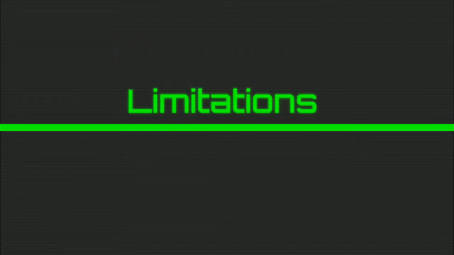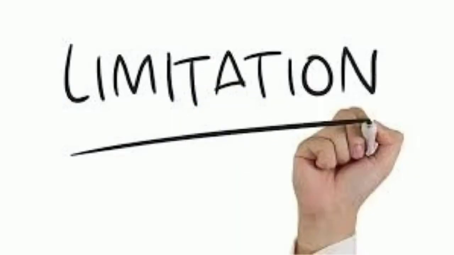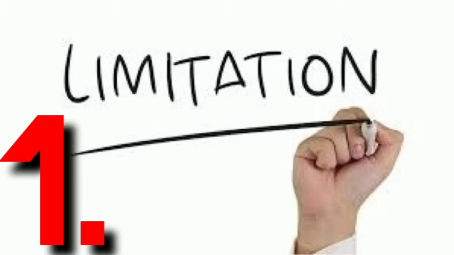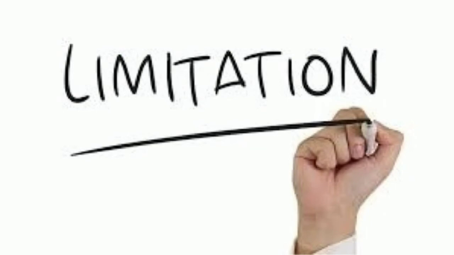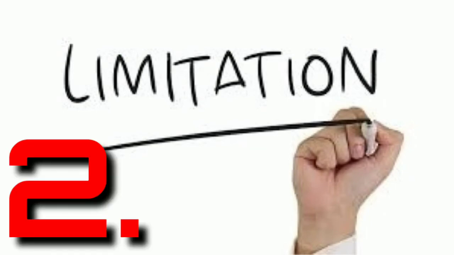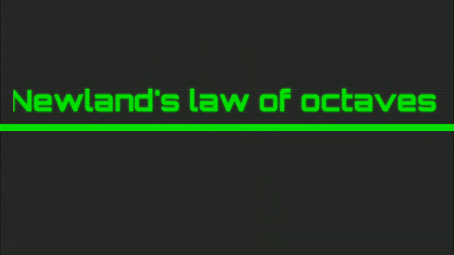Now let us come to the limitations of Dobereiner's triads. The first limitation was that he had only 3 triads from the elements known. The second was that the remaining elements couldn't be arranged in the form of triads.